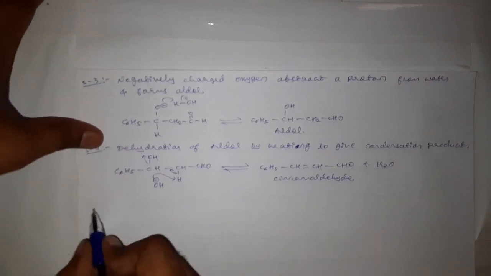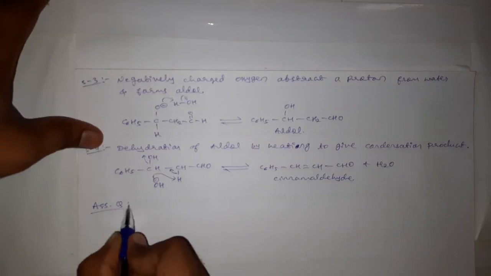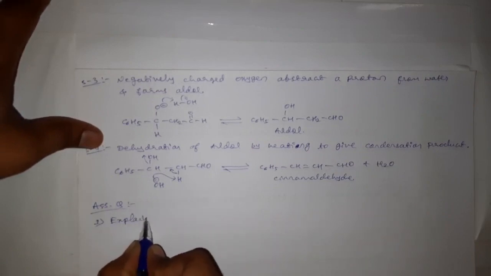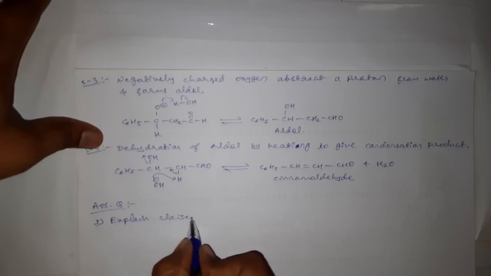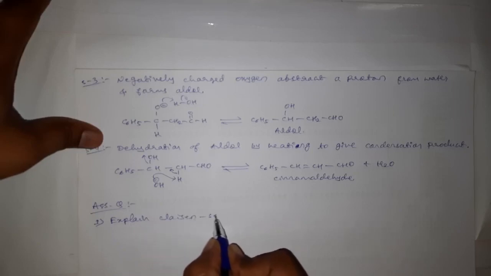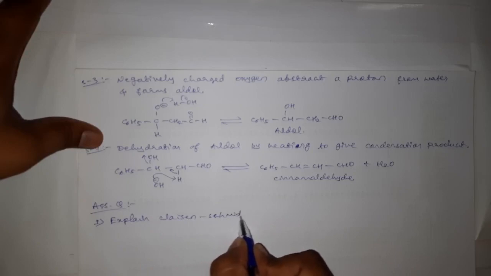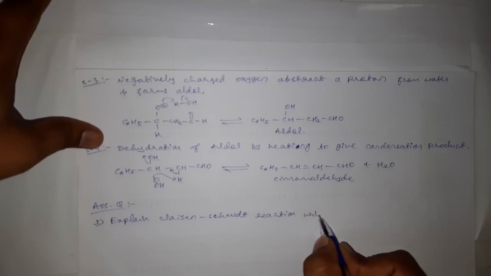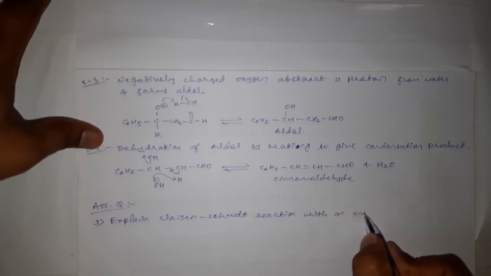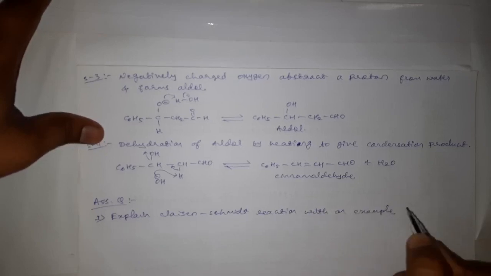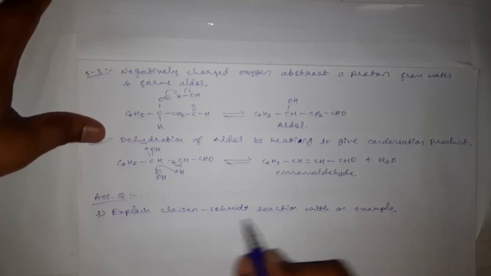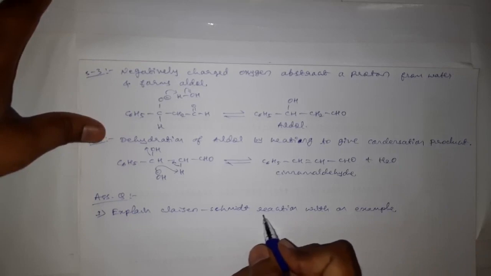Take one assignment question. Explain the Claisen-Schmidt reaction with an example. See, explain the Claisen-Schmidt reaction with an example. Here you have to explain the mechanism for this reaction also. Okay, thank you.